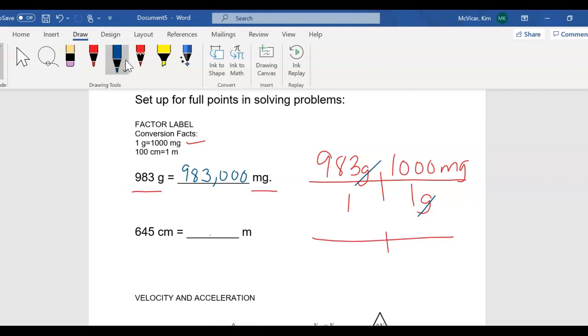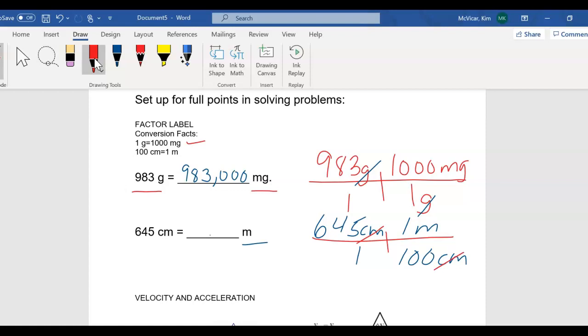All right, the next one, my given, 645 centimeters. Oops, let me fix that. 645 centimeters over 1, given over 1. Correct conversion fact is 100 centimeters is equivalent to 1 meter. Since I am converting to meters, that 1 meter goes on top, 100 centimeters in the bottom. I get to cancel my centimeters.